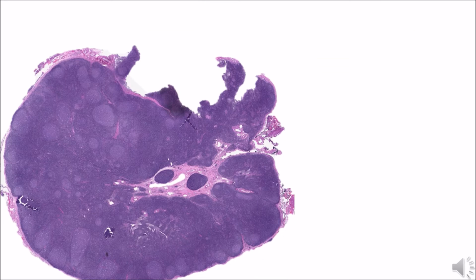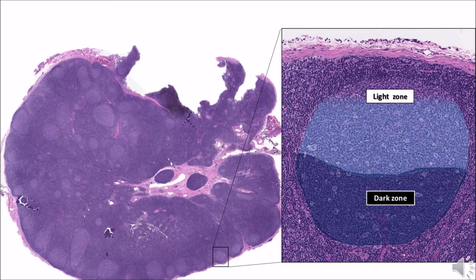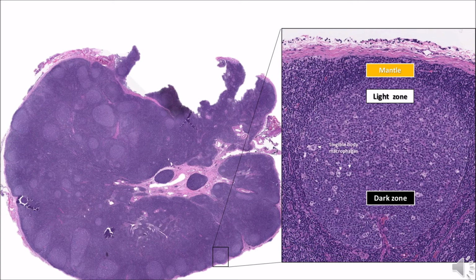Here is a tissue section demonstrating a normal lymph node contained by a pink fibrous capsule. Notice on high power that the germinal center is polarized by a dark zone and a light zone with the surrounding mantle. The paler pink cells seen in the germinal center are tingible body macrophages, cleaning up those cells undergoing apoptosis. Again, we can see the outer fibrous capsule.